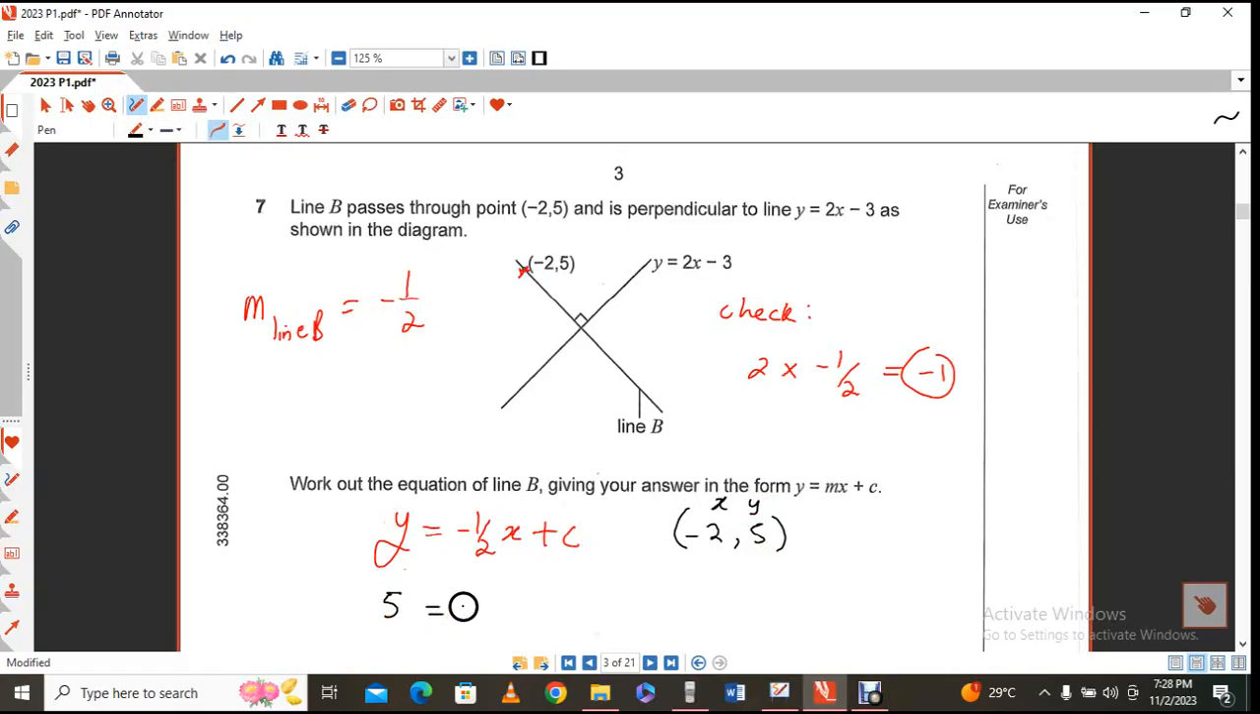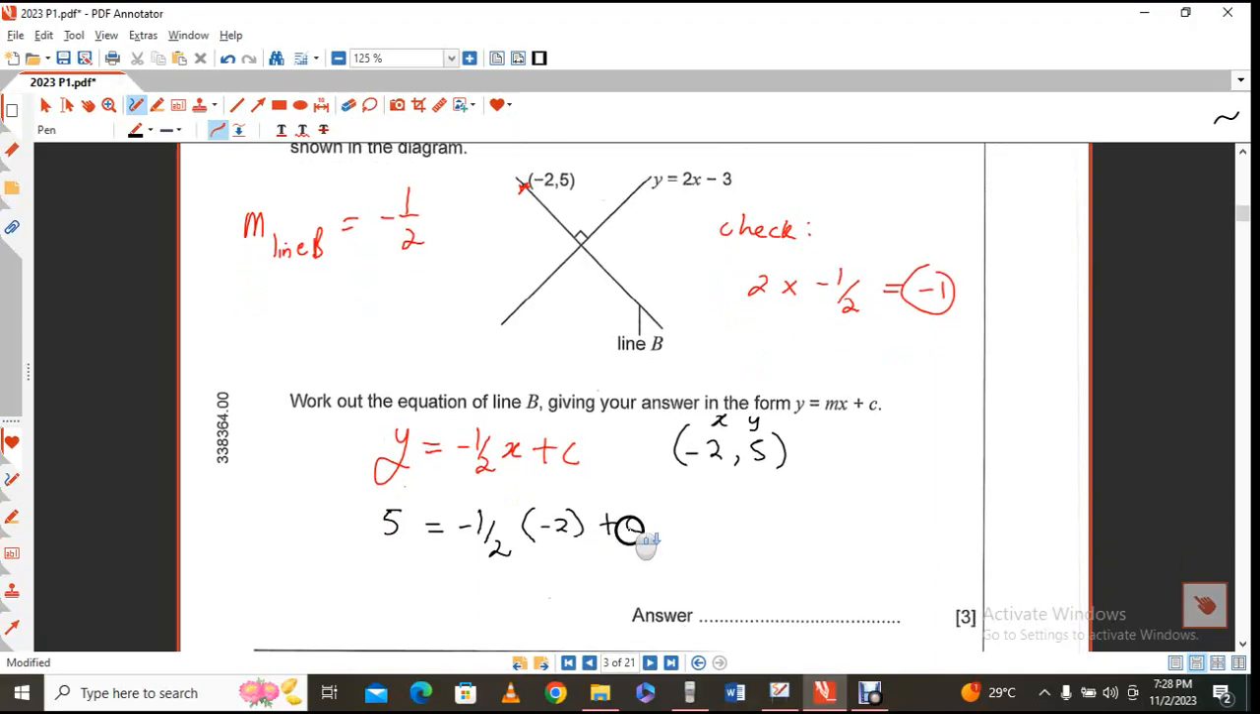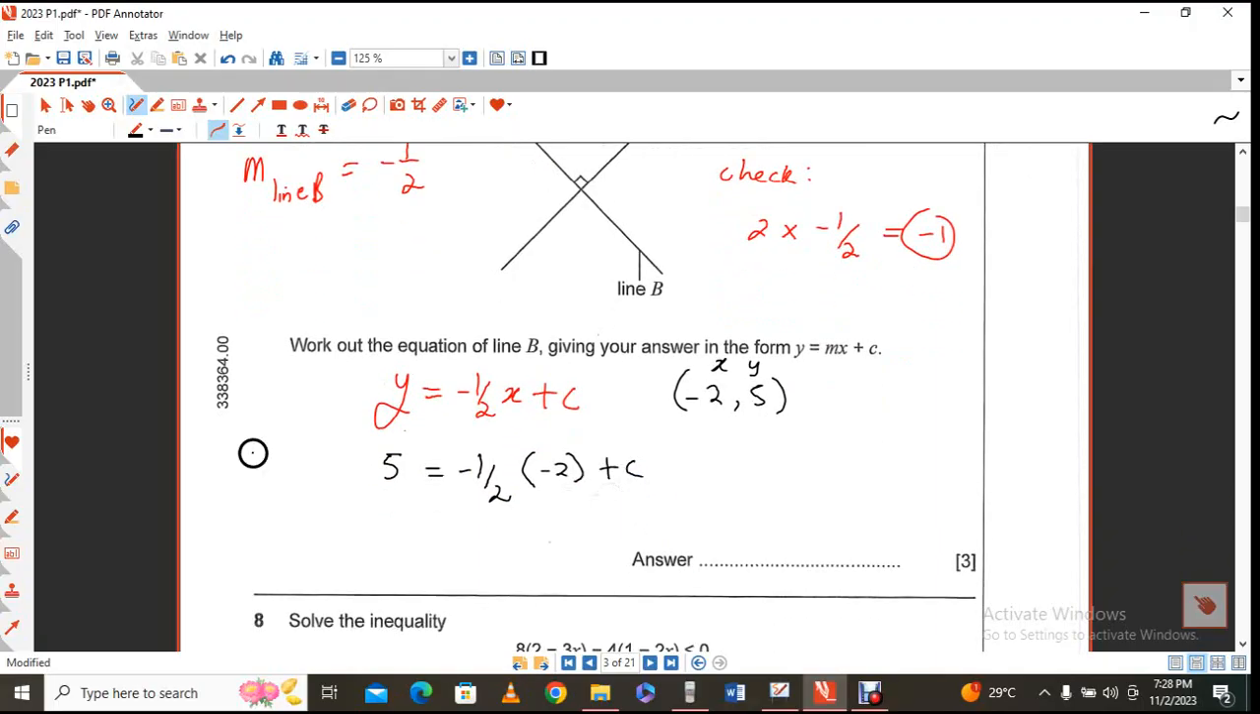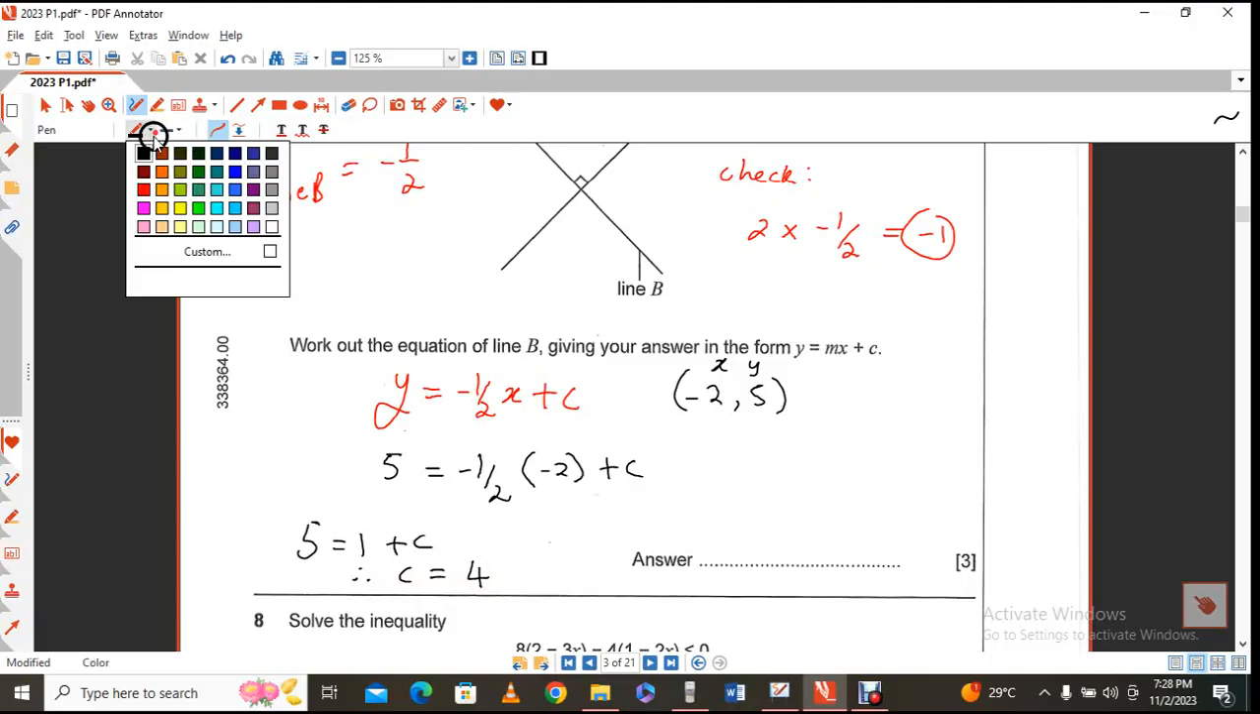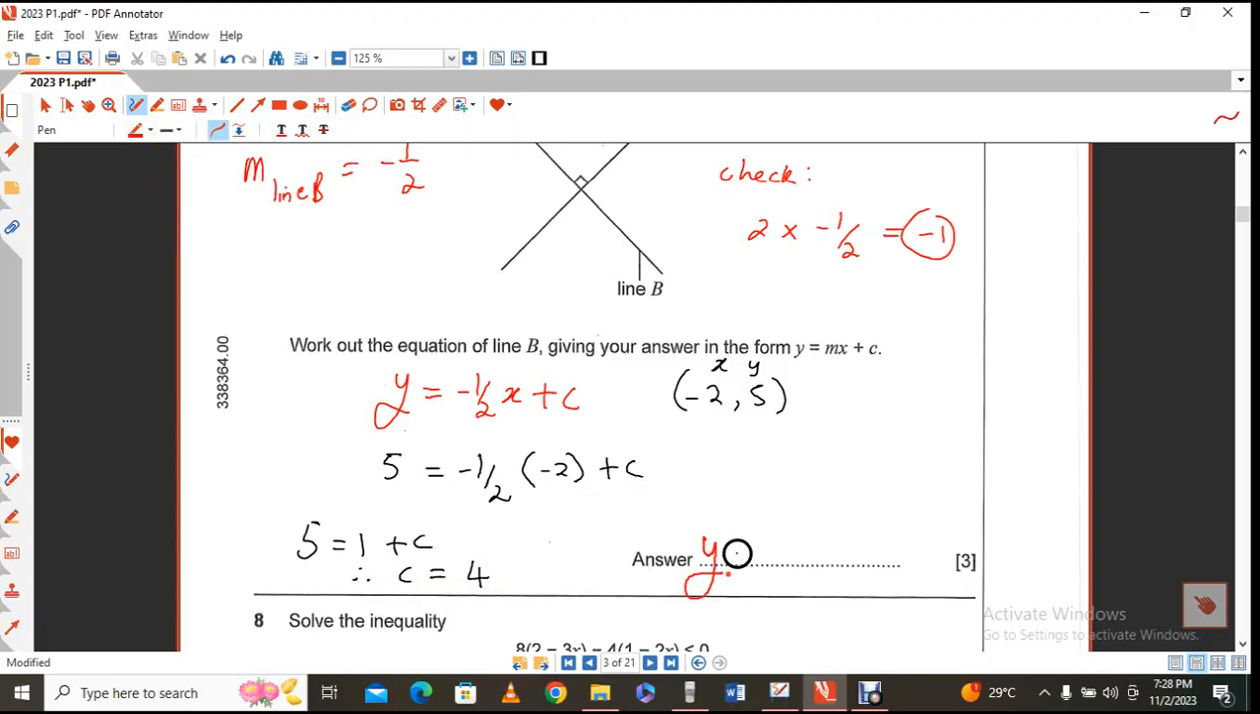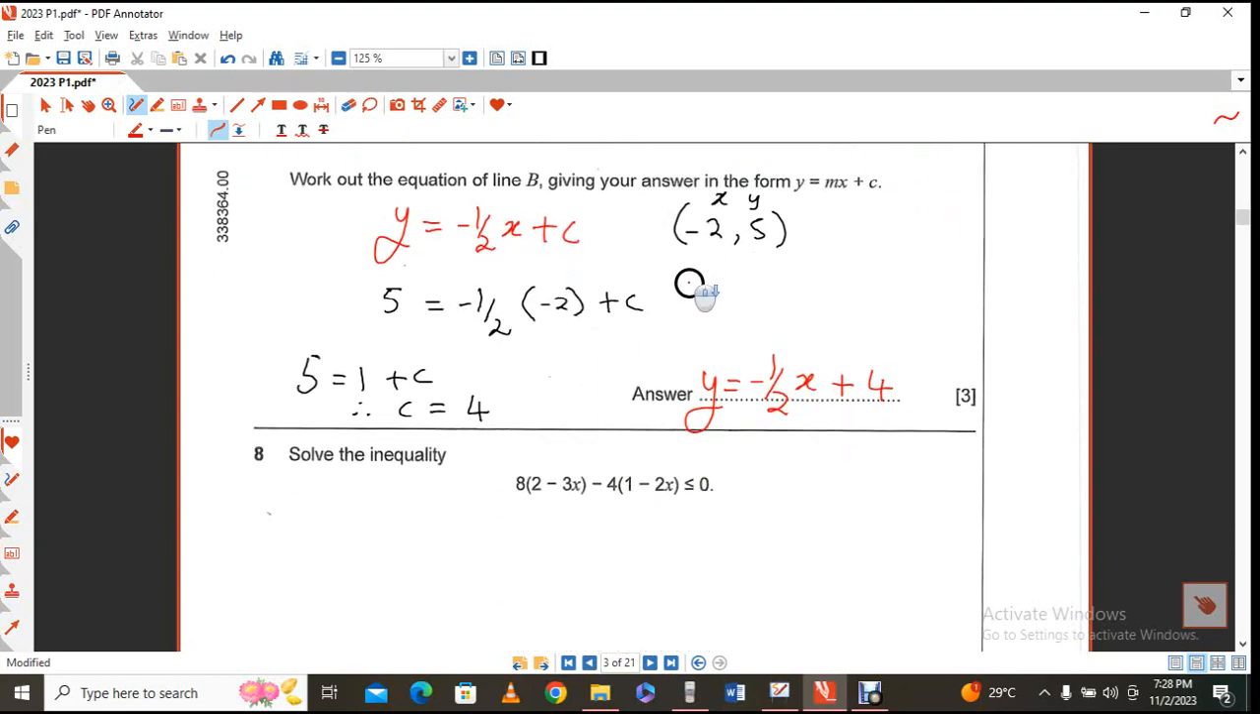And we're going to substitute this point in here for x as well as for y. So that is y equals -1/2 and x is -2, plus c, in order for us to find the y-intercept. Now, if you do so, this is going to be 1. So you have 5 equals 1 plus c. That gives me that the value of c is 4. So our equation finally is y equals -1/2 x, or -0.5x, plus 4. Okay, anything equivalent to that.